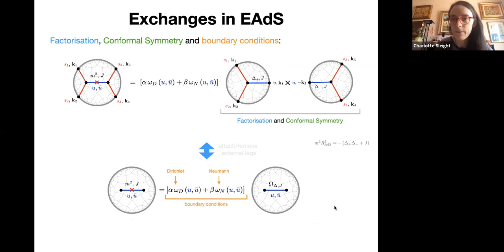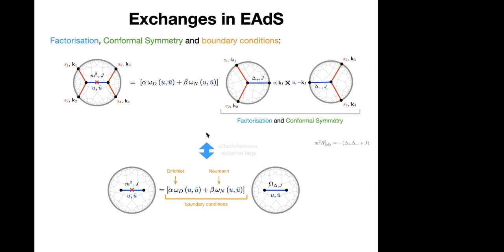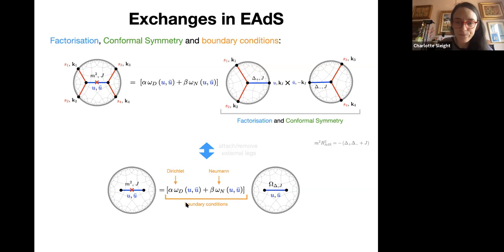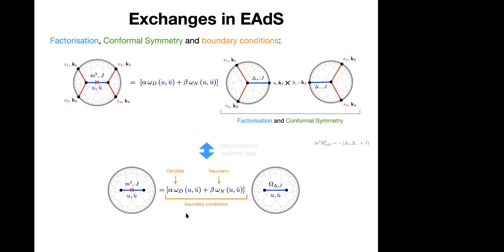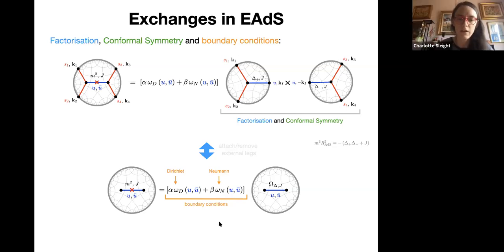So this is the final form for the on-shell exchange, which we fix by a combination of factorization, conformal symmetry. Sorry, you said this before, but can you tell us again what these projectors are, please? So they project Dirichlet boundary conditions and Neumann boundary conditions at the boundary. Yes. So maybe it is more clear in a few slides.